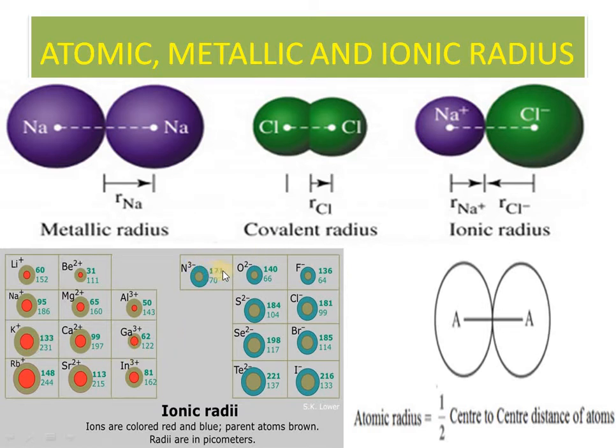See here, nitrogen is 171, 140, 136. Similarly down, 140, 184, 198, 221. So down the group it is increasing, and from left to right it is decreasing.